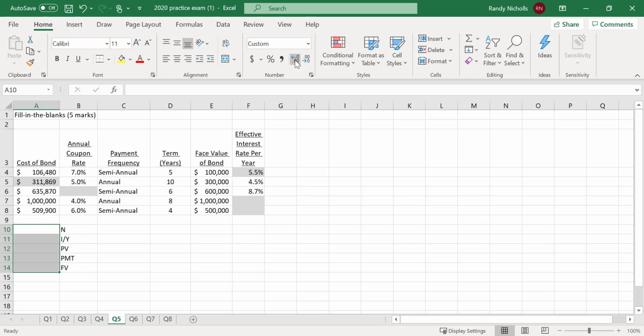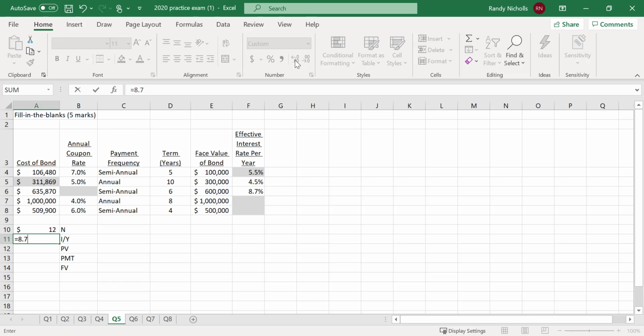Again, clear, so second, clear TVM. And now on this one, I've got a 6-year bond that's semi-annual, so that's 12 payments. IY is 8.7, but that's per year, so equal 8.7 divided by 2. And I'm going to add a decimal place in there. I wouldn't make you do it on an exam. If you use 4.4, you'd get close enough.